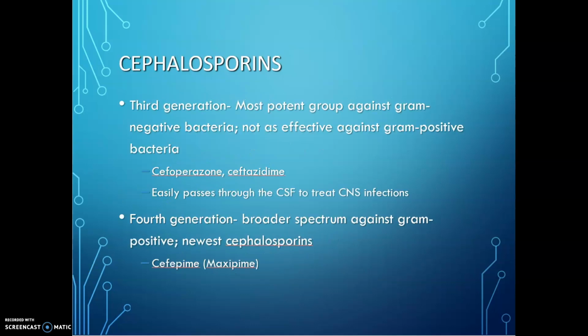Third generation, this is the most potent group against my gram-negatives, but they're not as effective against gram-positives. These guys can cross into the CSF, right, through my blood-brain barrier, so they can treat infections within my dura mater, inside my CSF. So that's very important on my third generation cephalosporins.